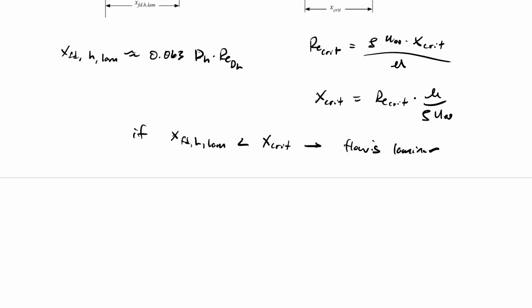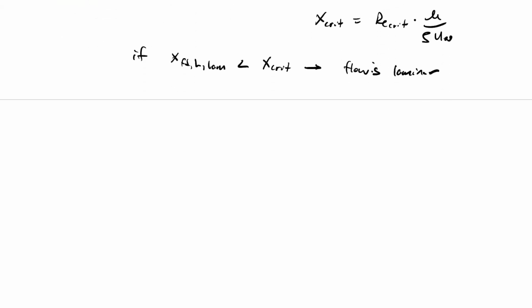So we want to know what would be the actual length at which we would have that cutoff occurring. Another way of saying it is, when are X_crit and X_FD laminar the same value? Because that tells us the Reynolds number at which this transition would need to occur. So let's write it that way. Let's look at the case when X_FD,H laminar is equal to X_crit, and decide what is our critical Reynolds number.